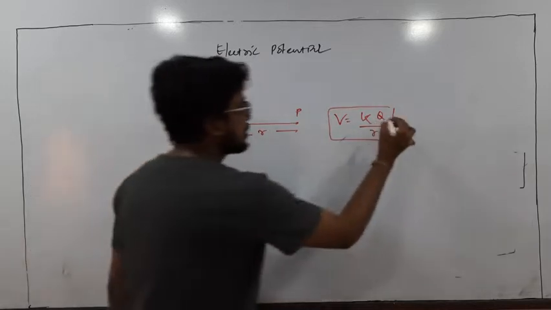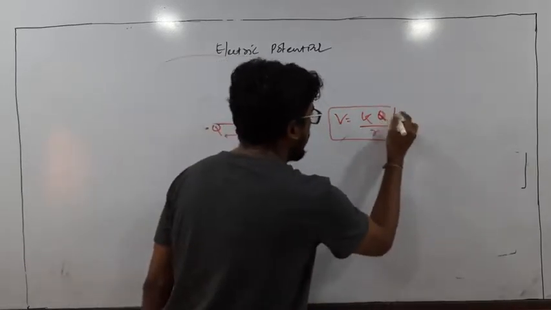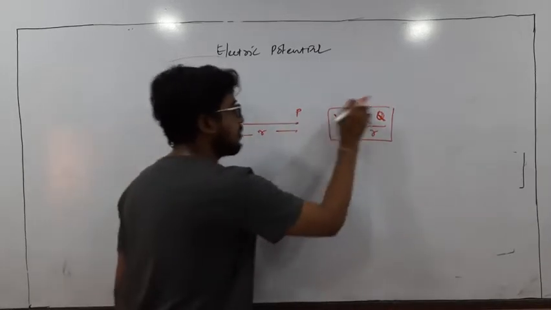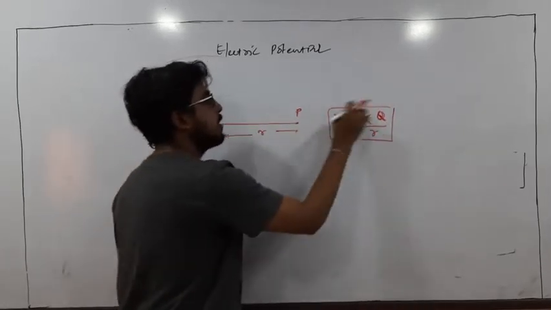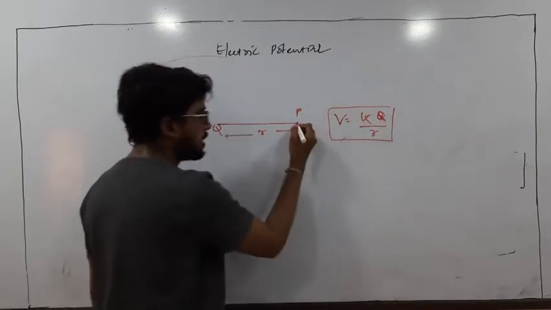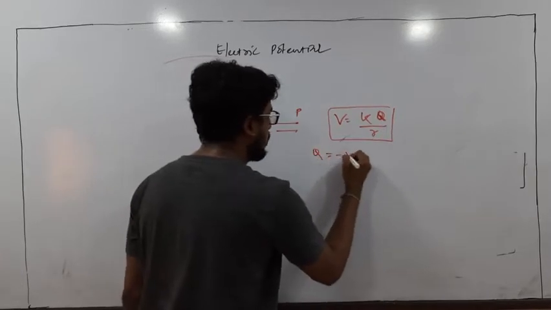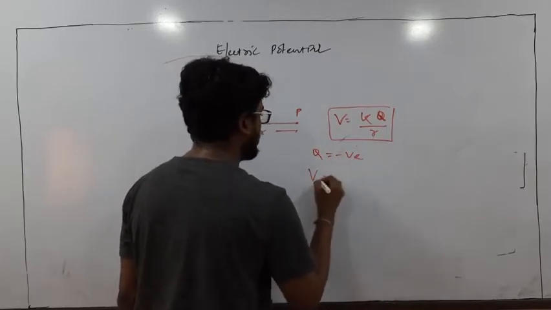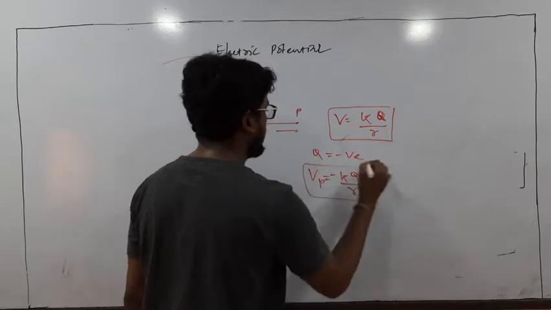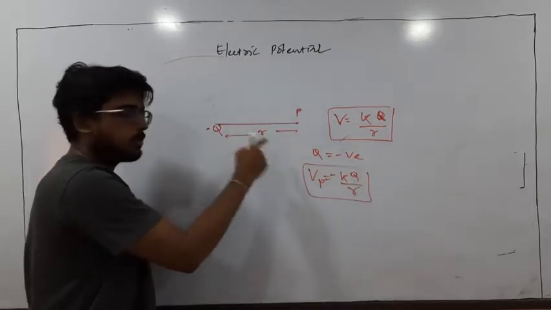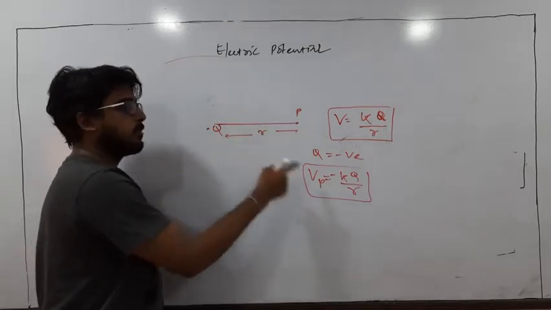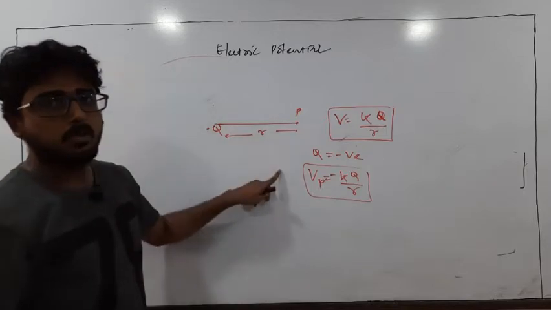And here the charge Q is taken with respect to the sign. If Q is positive, the potential is positive. If Q is negative, the potential is negative. That means if your Q is positive, this is the potential at this point P. If we take Q equal to negative, the potential V at P will be K into minus Q by R. Clear? So in case of potential, the charge is also taken with the sign or polarity. If it is positive, the potential will be positive. If it is negative, the potential will be negative.